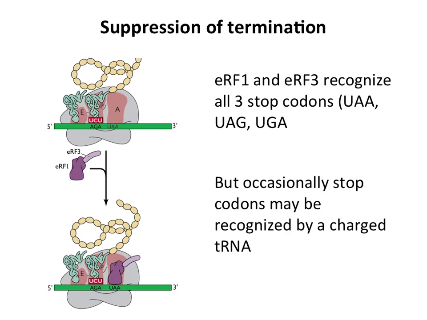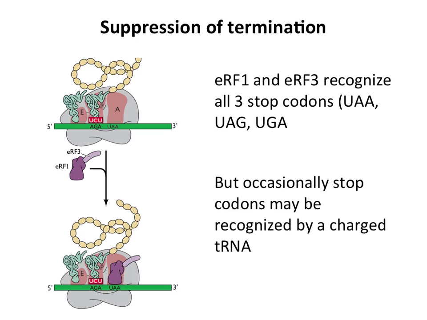And what happens is these are specifically recognized by release factors, eRF1 and 3. eRF1 mimics a tRNA in its structure, and it fits into this termination codon site, and it causes termination of protein synthesis and release of the polypeptide chain. That's why they're called release factors.